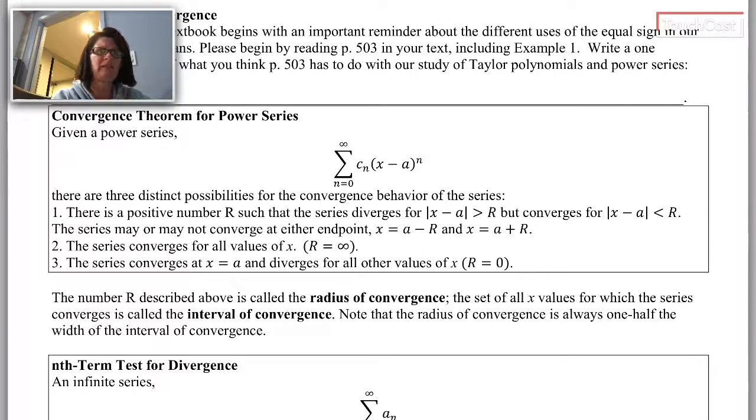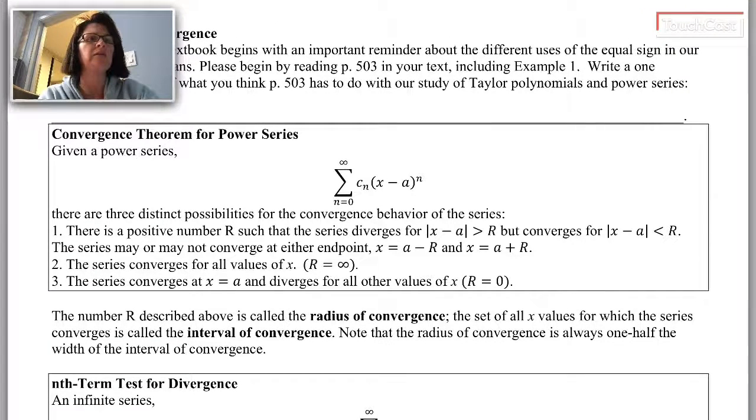Any power series, so remember a power series has some kind of binomial with x, x minus a. This is the series centered at a, raised to the degree. So every term in this polynomial has x minus a raised to the next higher power. There are three possibilities. It could be that there's some number r, and this series will converge for every number that's r spaces left and r spaces right of a.